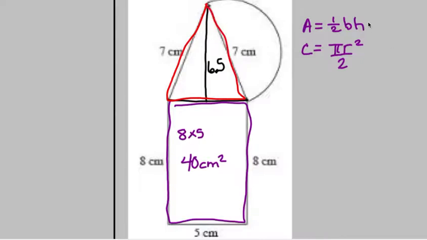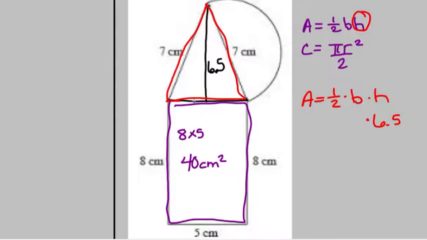Well, what is the height? How tall is my triangle? My triangle is 6.5. So area equals 1/2 times the base times the height. And the height is 6.5. So I'm going to plug it in, right there, drag it over.